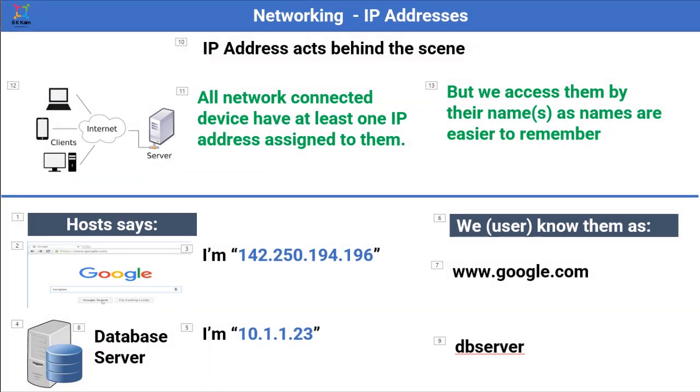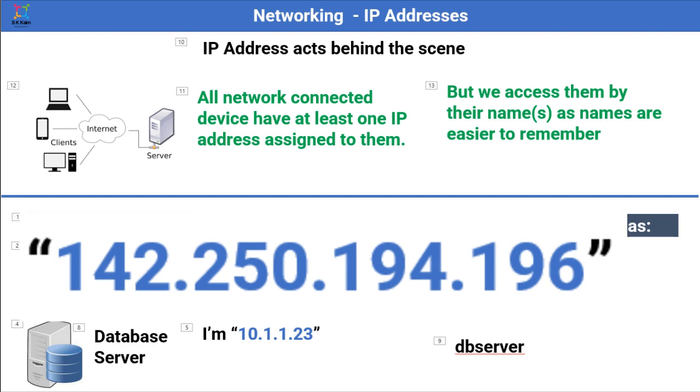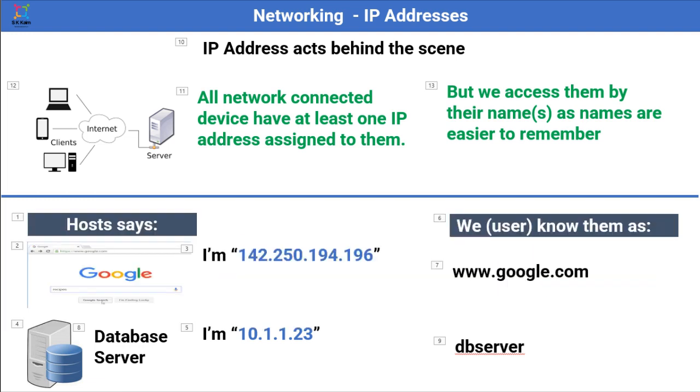Have you ever accessed any website like google.com, yahoo.com, or any other website? How do you access those sites? You access those sites using their names like www.google.com. But actually, that site has a hidden IP address with it, which in my case, for example, is 142.250.194.196.